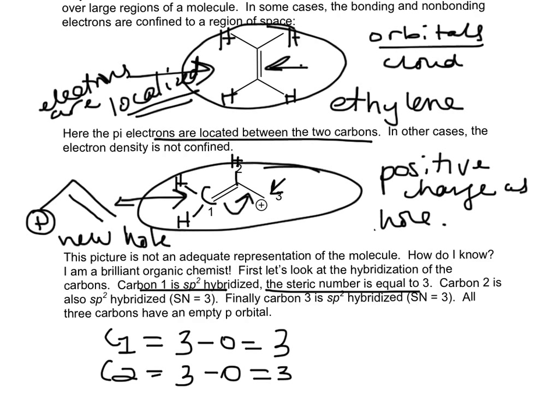Finally, when we come to carbon 3, it has a positive charge, so it's got to only have 2 hydrogens because it does not have a complete octet. And carbon 3, again, we have 3 sigma bonds, no lone pair, so it has a steric number equal to 3. All 3 carbons have an empty p orbital.